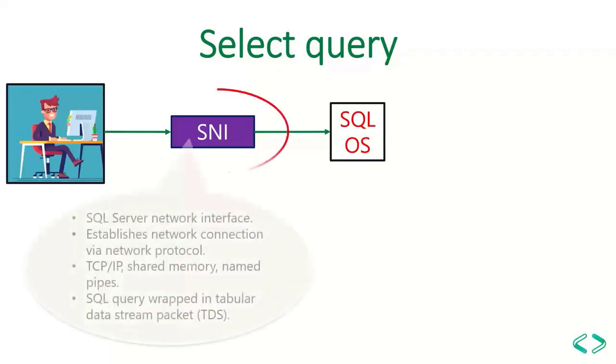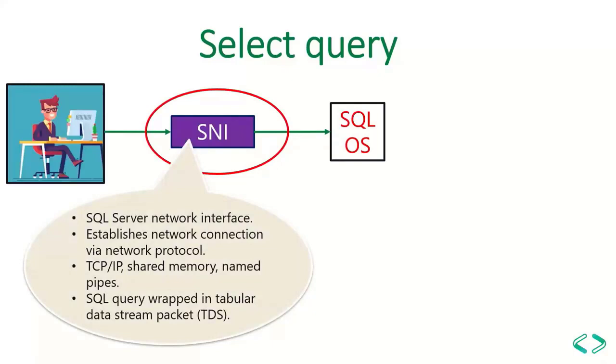There is something known as SQL Server Network Interface, also known as SNI. What this SNI does is secure a network connection between the SQL Server and the client. The client is our user here. The SQL Server Network Interface will use a protocol to make this secure network connection. We have different types of protocols, right? TCP/IP, shared memory, named pipes. No matter what interface he uses, the process remains the same.